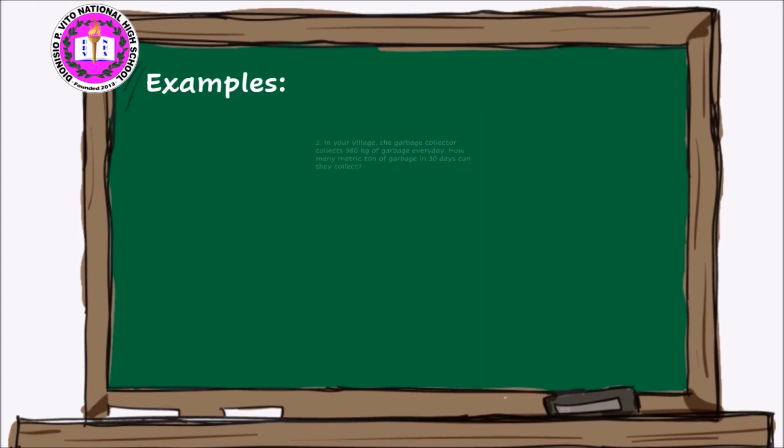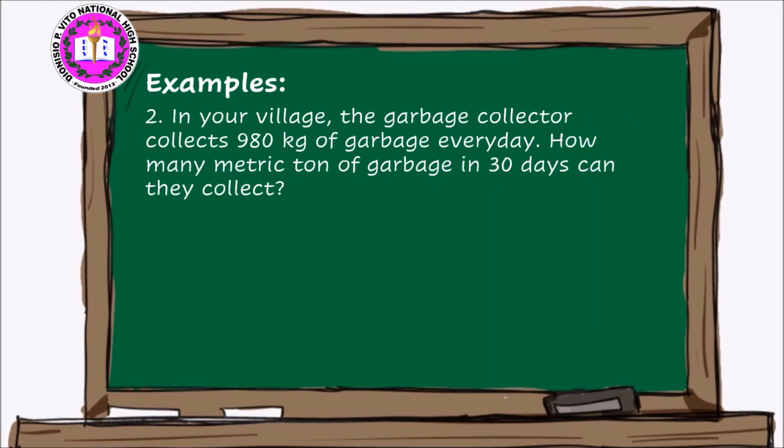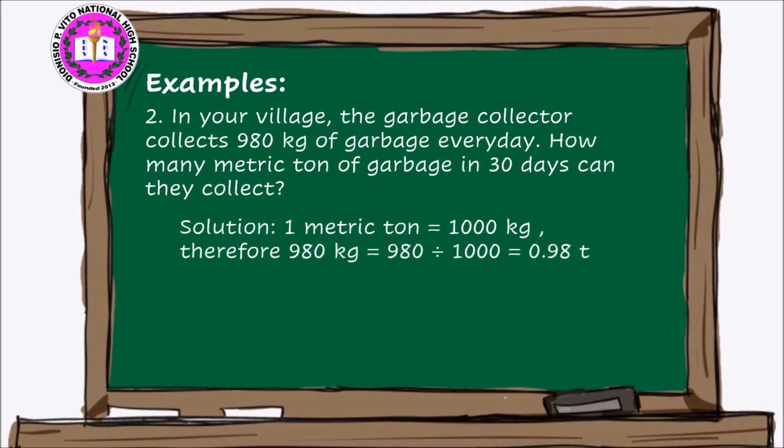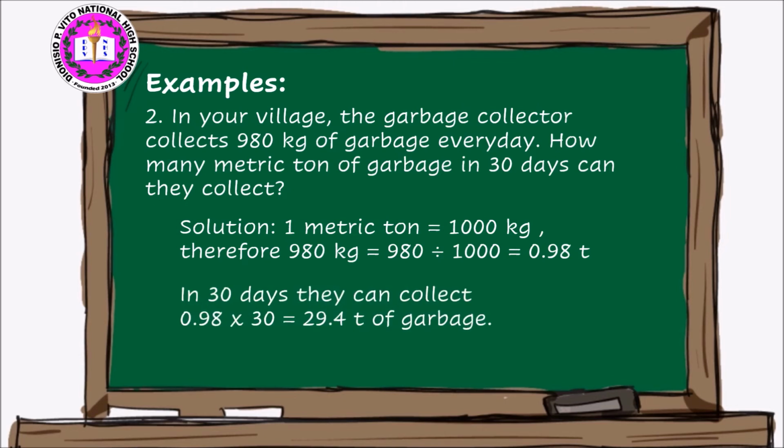Second example. In your village, the garbage collector collects 980 kilograms of garbage every day. How many metric tons of garbage in 30 days can they collect? So our solution: 1 metric ton is equal to 1,000 kilograms. Therefore, 980 kilograms is equal to 980 divided by 1,000, which is equal to 0.98 ton. So in 30 days, they can collect 0.98 times 30, which is equal to 29.4 tons of garbage.